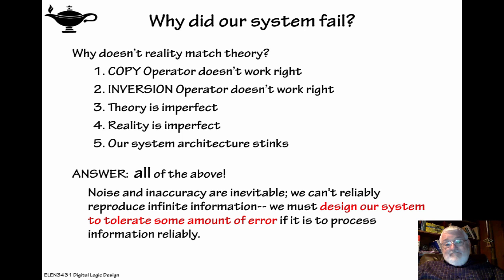Noise and inaccuracy. So it had a blurring, which is an inaccuracy, and we obviously had noise overlaid, are inevitable. We can't reliably reproduce infinite information. So we must design our system to tolerate some amount of error if it is to process information reliably. So we have to be prepared for error. And of course, this is where the engineering comes in. Engineers are always having to deal with nature not wanting to do what we want her to do. So we have to build that in.